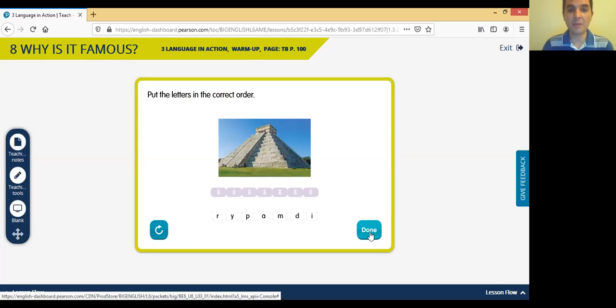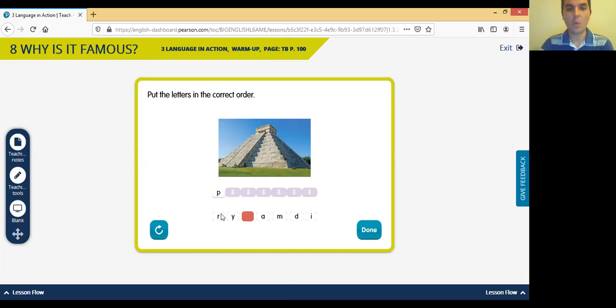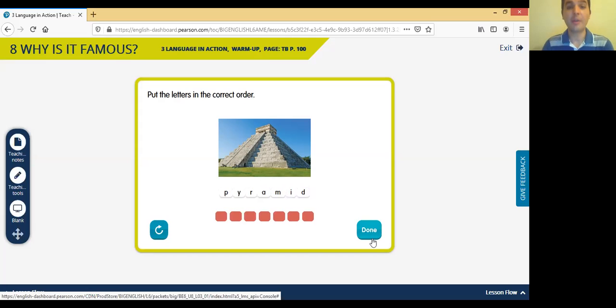Next is the Pyramid of Kukulkan, which I'm sorry is not in the center of our country. It's in the east of Mexico. So we have the word pyramid. P-Y-R-A-M-I-D. Pyramid.